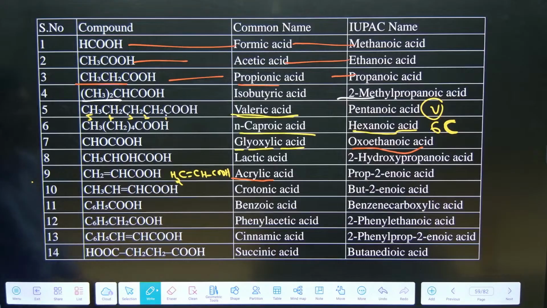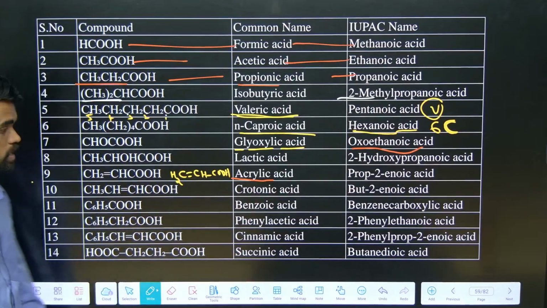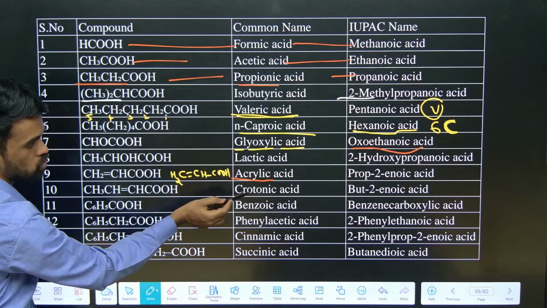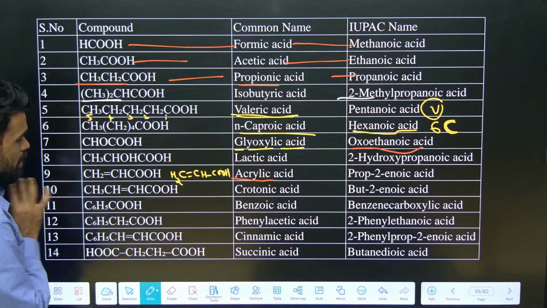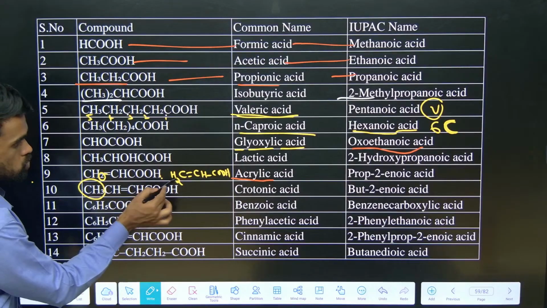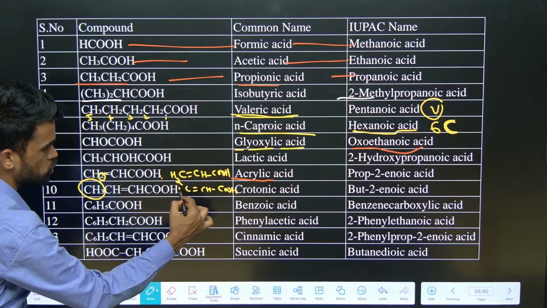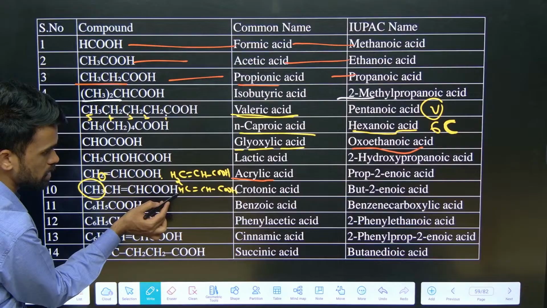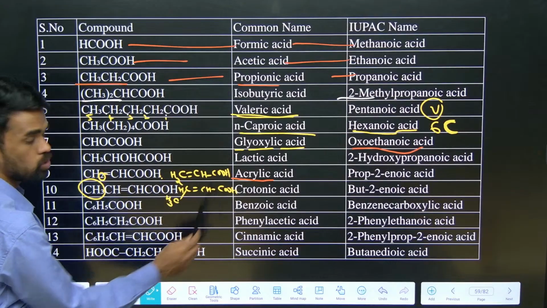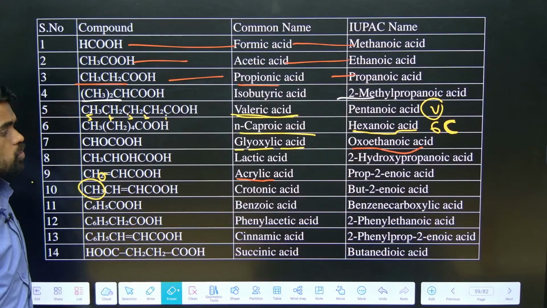Okay, you can write the IUPAC name propene, prop-2-enoic acid. And the next, crotonic acid. Here it is crotonic, not caproic. See, crotonic is the same thing as acrylic acid, but instead of hydrogen we have one methyl group. So here COOH, crotonic acid, CH double bond CH, here CH2 is there, but here I am writing CH only, and in one more position we have a methyl. So this is called crotonic acid. So just remember acrylic acid and crotonic acid are similar.